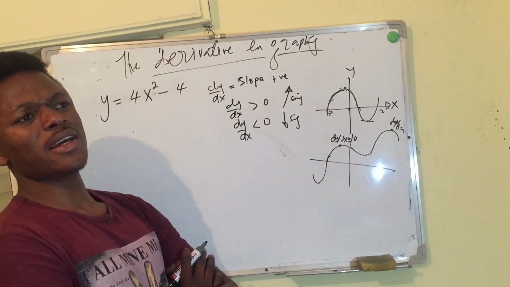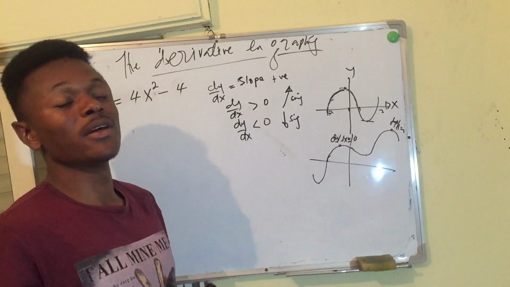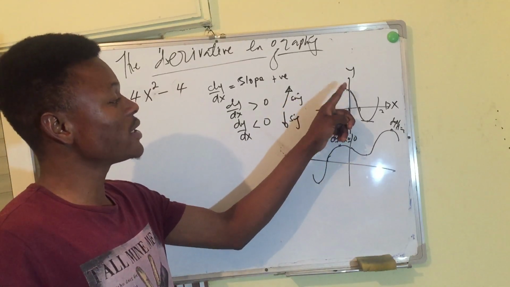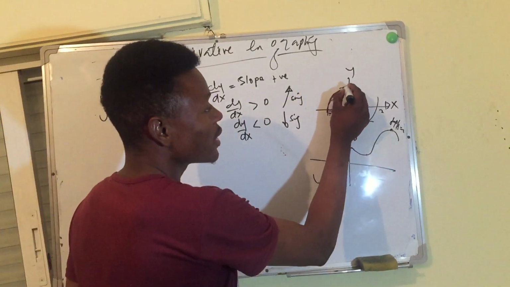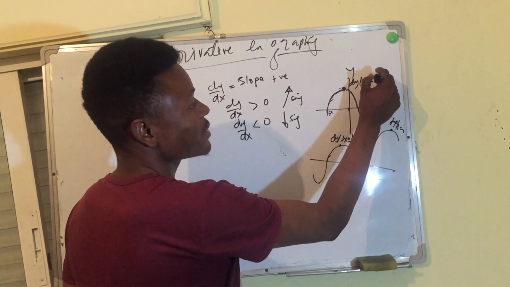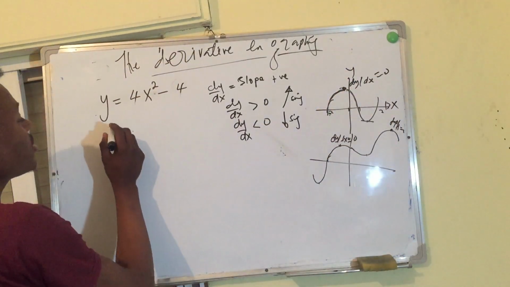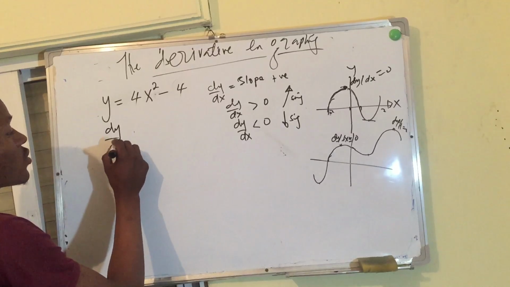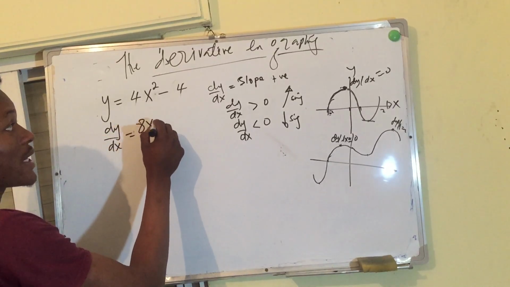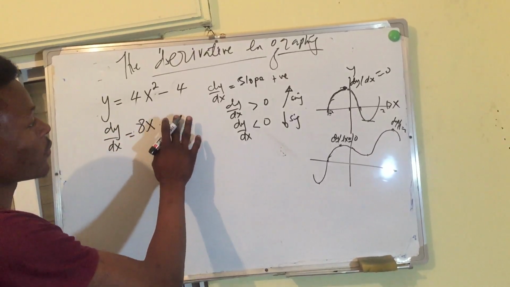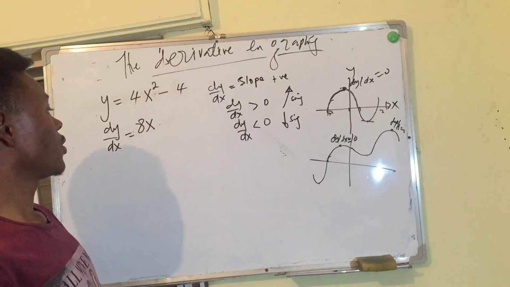So mu san yadda yake increasing, sai mu san lokacin da bai komi. That means when dy dx is 0, irin wannan points din kenan. Inda ba increasing yake ba, decreasing ba. So yaushe bai dy dx din ba, ko mu kira ta dy dx ko mu kira ta y prime. So this is 4x, right? Because derivative of 4 is 0.